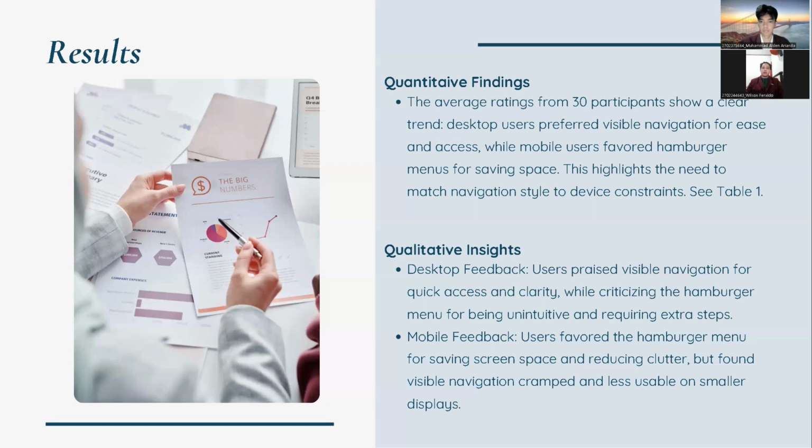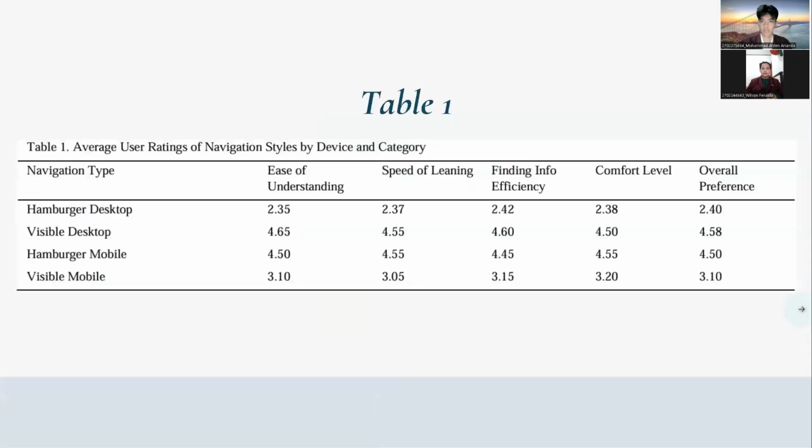Taken together, our results suggest that navigation preferences are highly dependent on device-specific constraints and affordances. There is no universal best practice. Instead, effective navigation design should adapt responsively to the user's device by aligning interface elements with the platform's strengths and limitations. Designers can significantly improve both usability and overall user experience. And on the next slide, here are the tables for our visualization.